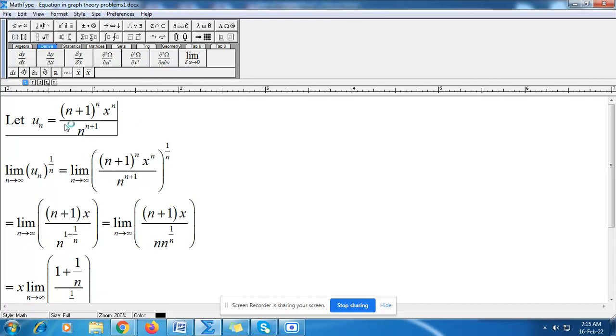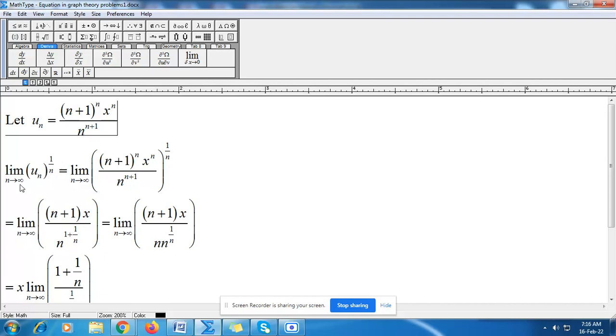Then if the nth term has powers of n, use Cauchy's nth root test. Cauchy's nth root test is: limit of u_n power 1 by n as n tends to infinity is L. If L is less than 1, convergent, and if L is greater than 1, it is divergent. If L is equal to 1, the test fails. So we apply Cauchy's nth root test.